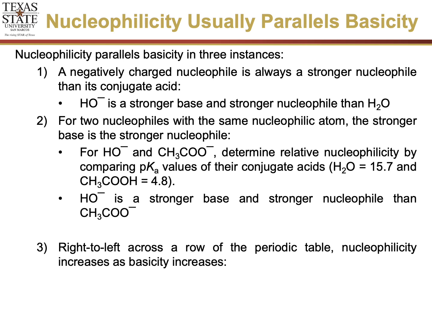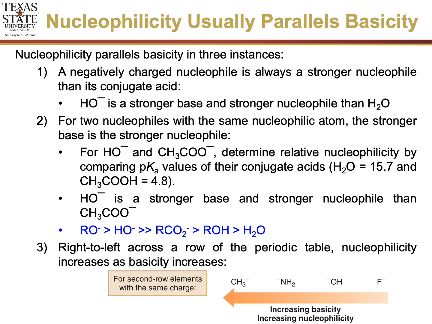As we move across the periodic table from right to left, nucleophilicity increases as basicity increases. So when we have fluorine moving to oxygen, moving to nitrogen, moving to carbon, we have increasing nucleophilicity. So if we have an anion on carbon, we have a very strong nucleophile.